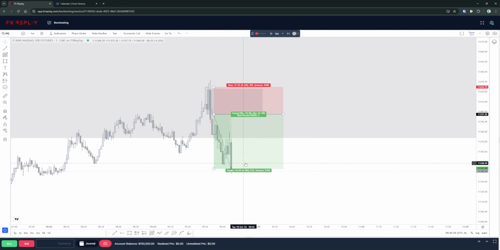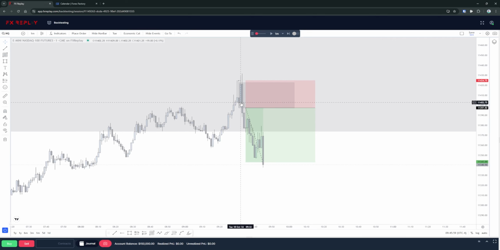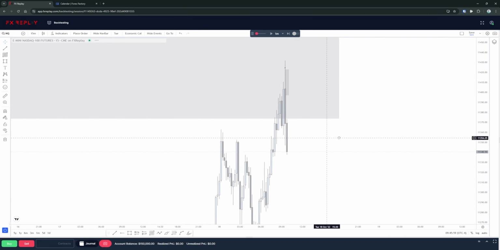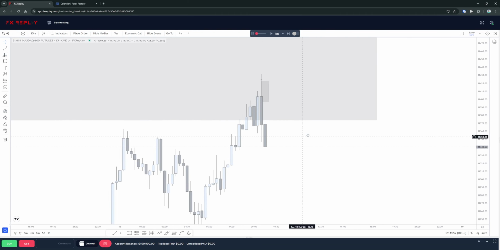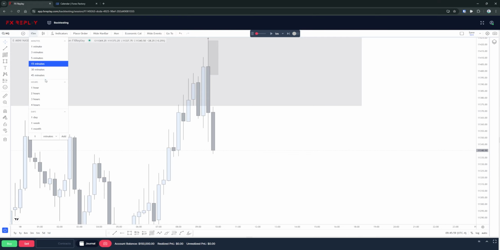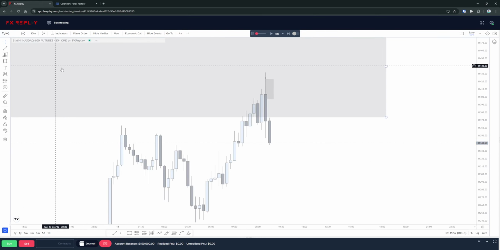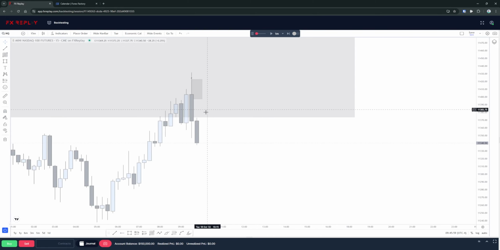And that's your 2R there. But I wouldn't have taken this because there was no fair value gap within this breaker block. Don't need to worry about that. It is what it is. So continuing with that bearish bias, 4 hour bearish FVG, bearish bias, 15 minute FVG.